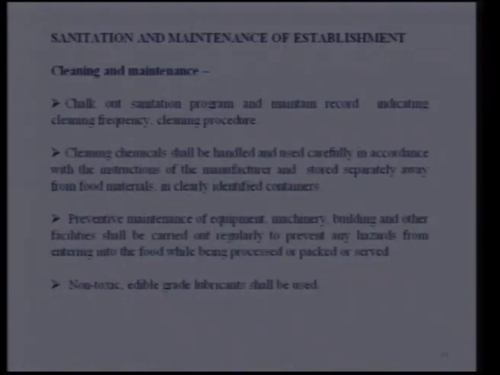Sanitation and maintenance of establishment. Cleaning and maintenance, one should have a well planned program for regular cleaning. For example, during processing, an interval should be maintained so that every 2 hours the floor is cleaned properly and disinfected with bleaching powder or chlorinated water to avoid any type of contamination. And from the processing hall, at regular intervals of time, the solid waste should be removed and disposed of suitably away from the factory premises.